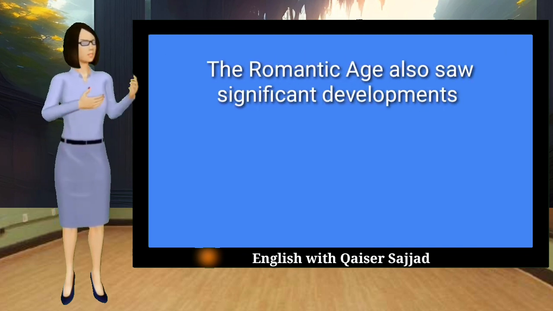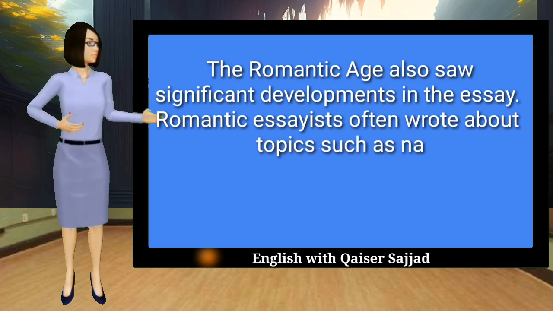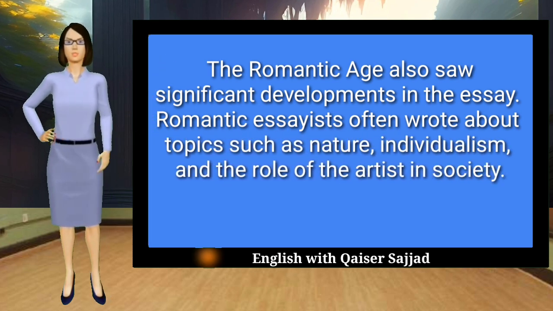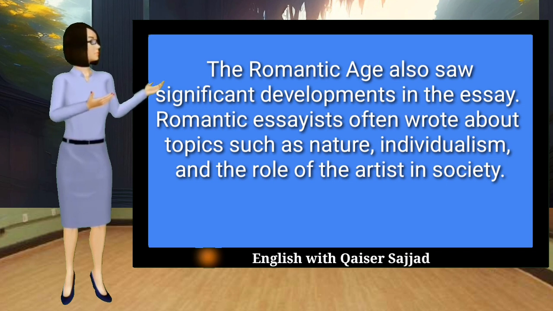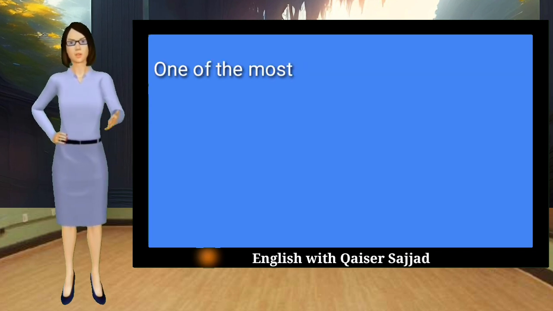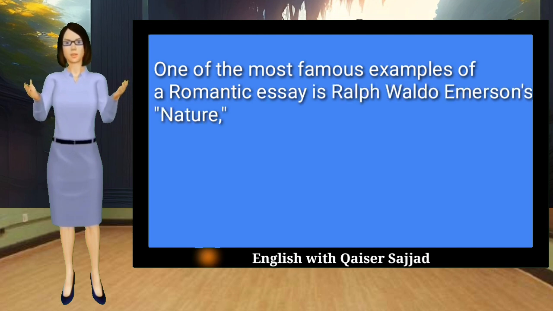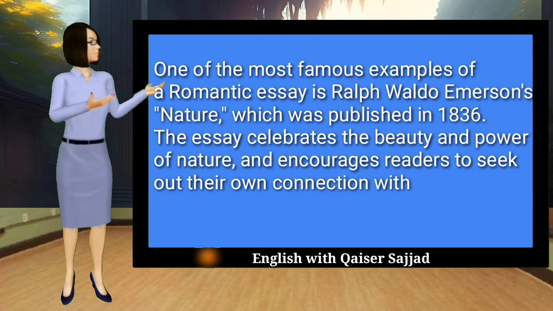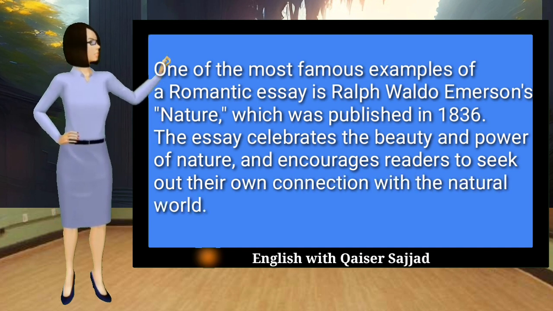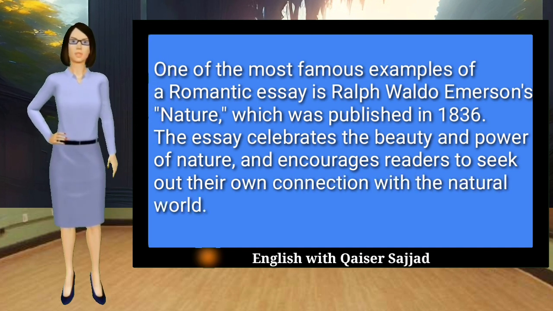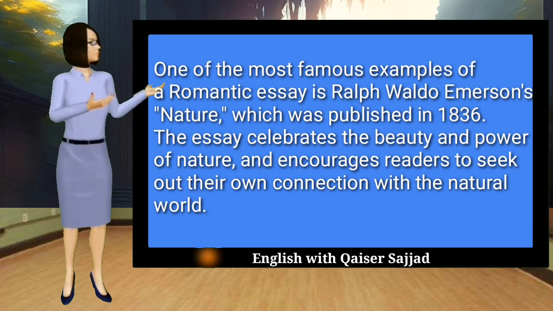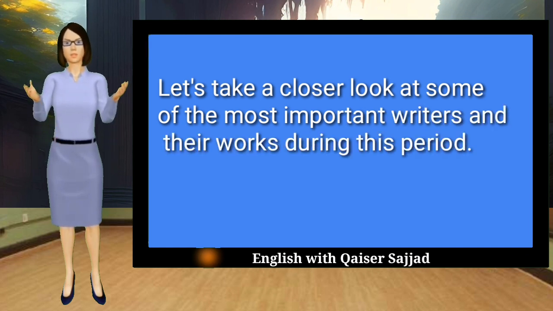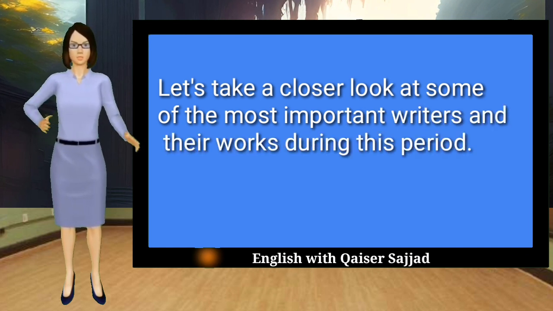Finally, the Romantic Age also saw significant developments in the essay. Romantic essayists often wrote about topics such as nature, individualism, and the role of the artist in society. One of the most famous examples of a Romantic essay is Ralph Waldo Emerson's Nature, which was published in 1836. The essay celebrates the beauty and power of nature, and encourages readers to seek out their own connection with the natural world. Let's take a closer look at some of the most important writers and their works during this period.